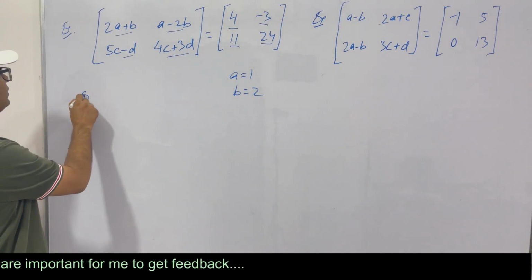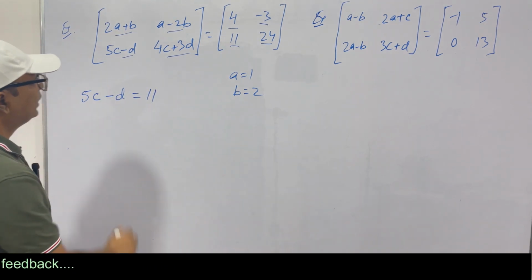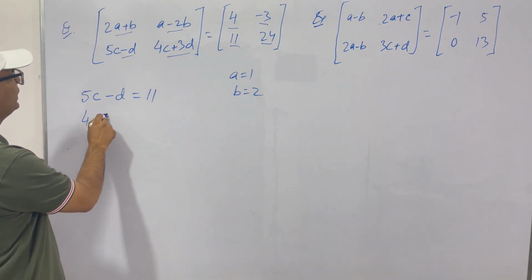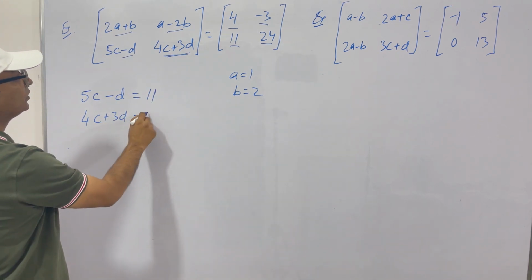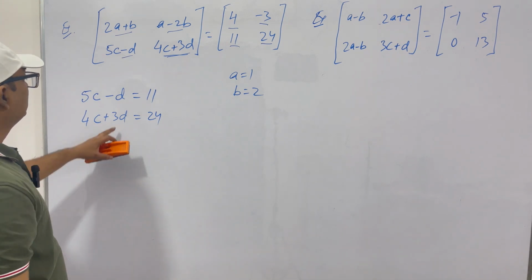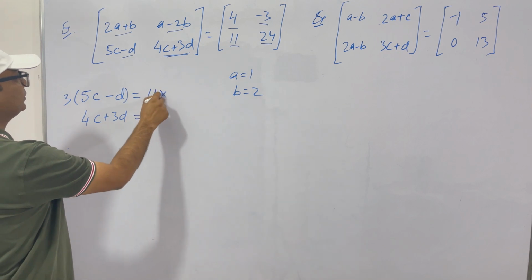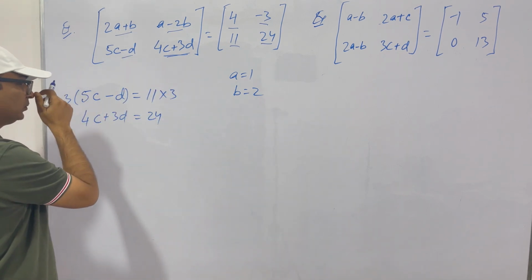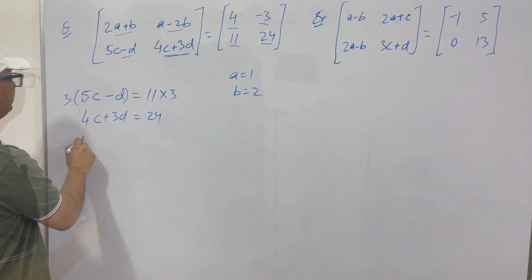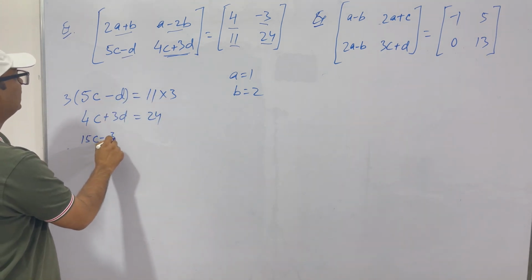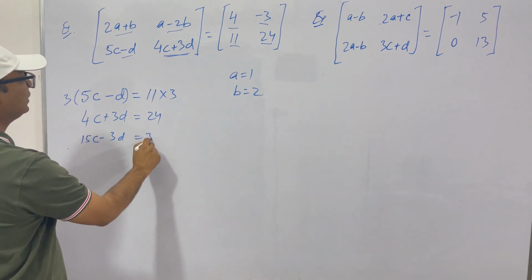5c minus d is equal to 11. And 4c plus 3d is 24. So again, this is 3d. We'll multiply this by 3. When you multiply, you have to multiply both sides, LHS as well as RHS, so that 3 cancels. This is 15c minus 3d equal to 33.